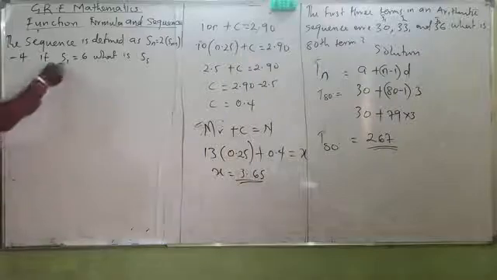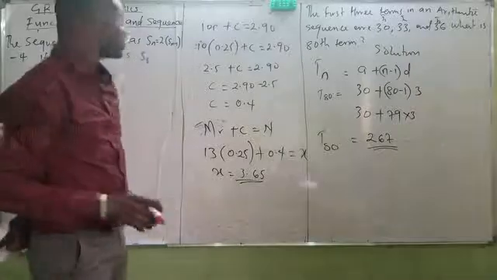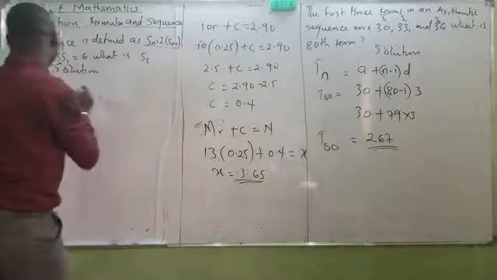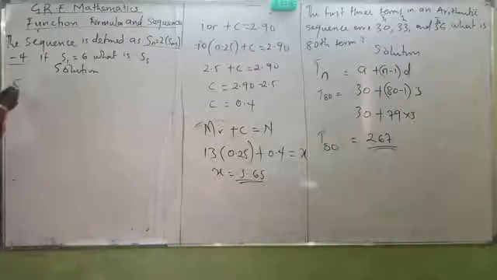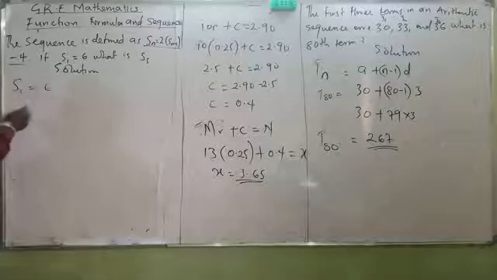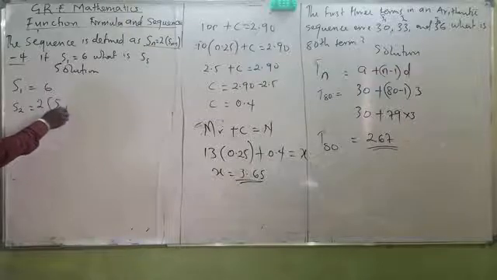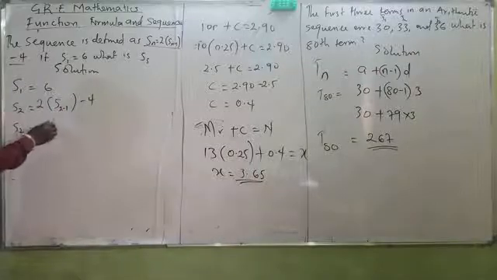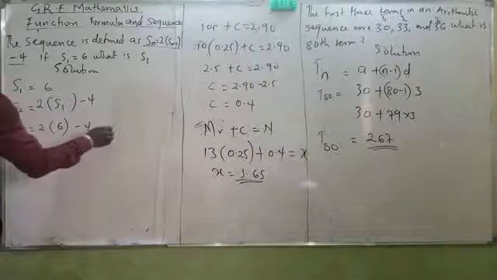The first thing I need to know is that this is a sequence problem, but this sequence has a formula. From the formula, you generate the sequence. Now, for instance, we're told that S1 equals 6. It means my S2 will be equal to 2 bracket of S2 minus 1, bracket minus 4, which is 2 bracket of S1, which is 6, so I'll be having 12 minus 4, that will be equal to 8.